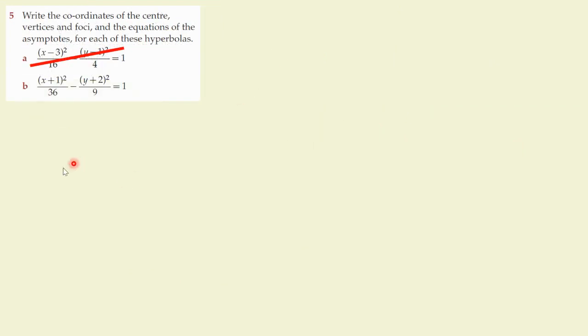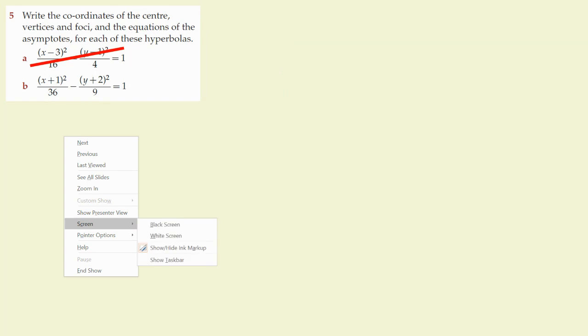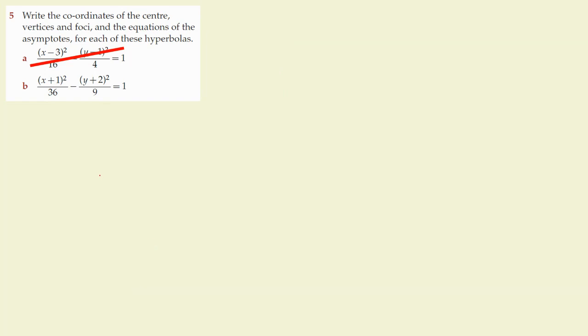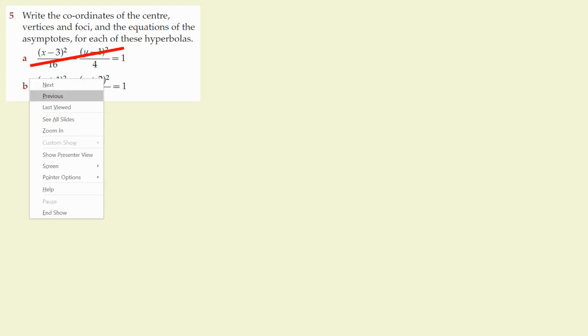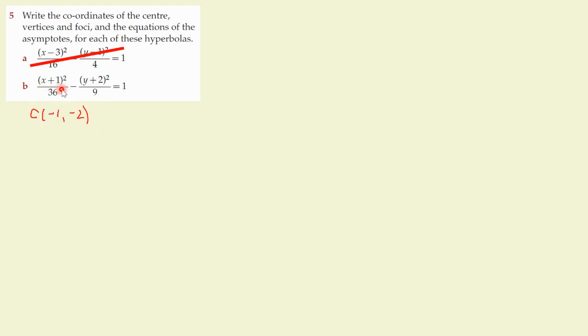Okay, I'm going to do one of these on question 5. So question 5 here, we need to say where the centre, the vertices, the foci, and the equations of the asymptotes are for each of these. So I'm just going to do part B. Part A follows in a similar sort of way. The centre's easy. What are we doing here on part B? Well, we've subtracted -1, so our centre is -1, and our y coordinate for it is -2. We just got that from the x plus 1 squared and the y plus 2 squared.